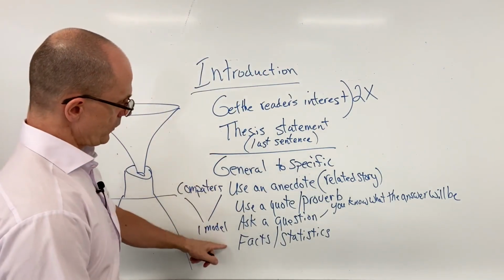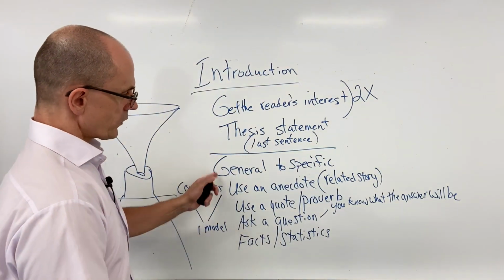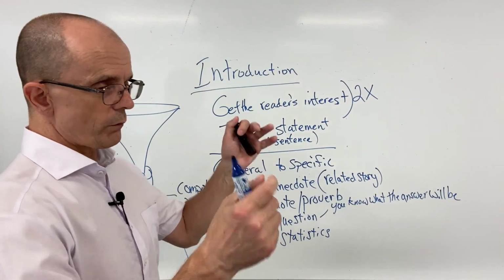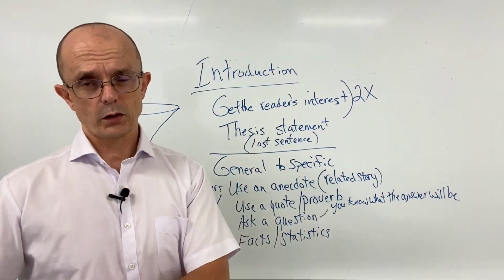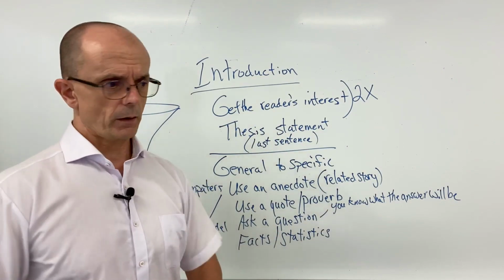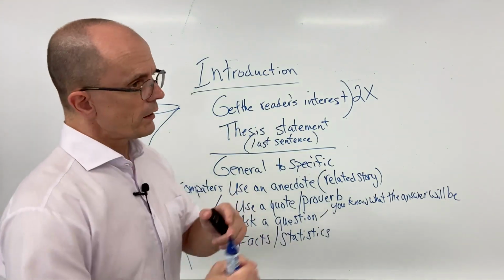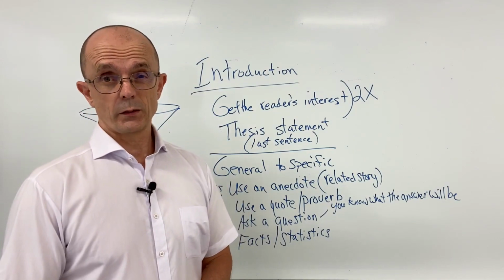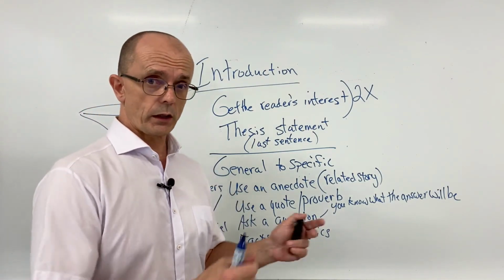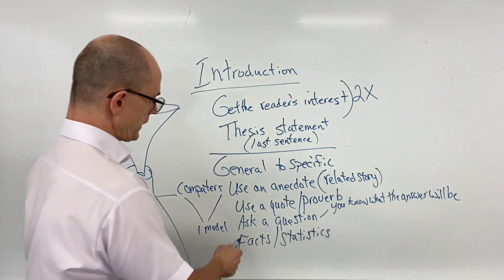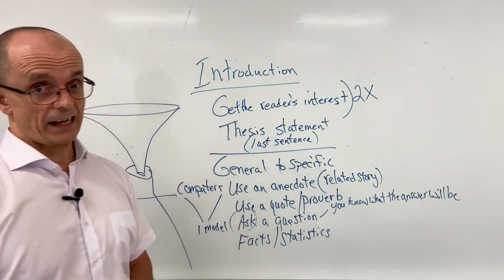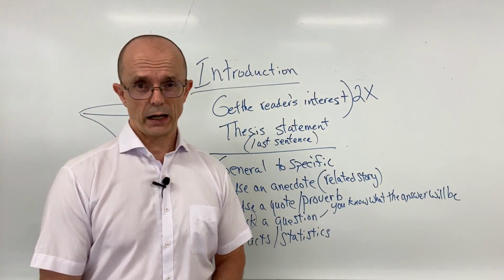So after I use this, I can combine them, right? I can go from general to specific and ask a question, or I can ask a question, go to general and to specific, or I can tell a story and use facts and statistics within my story, right? So I can use an anecdote that way. This is a really, really good way. By far, the easiest way is to ask a question, because we always will try to answer that.